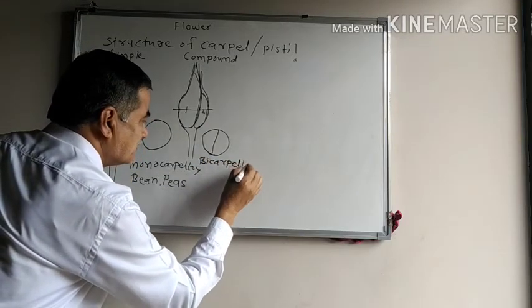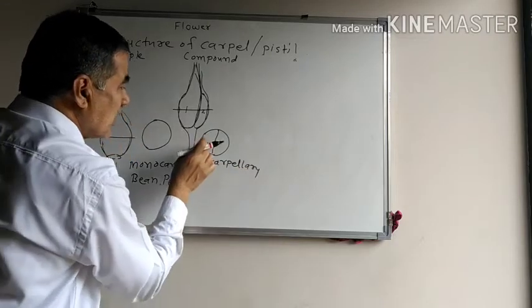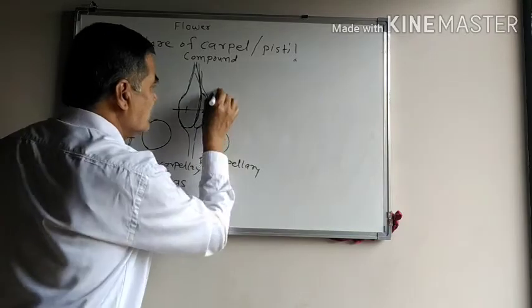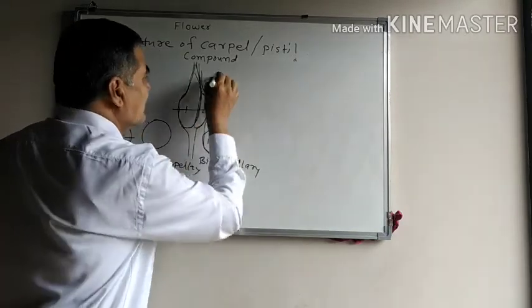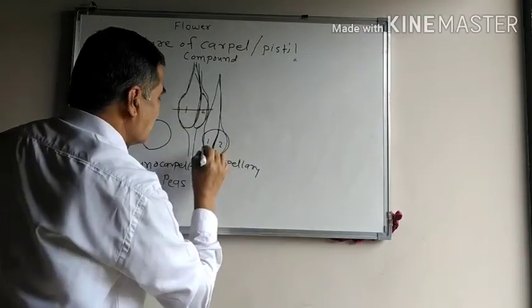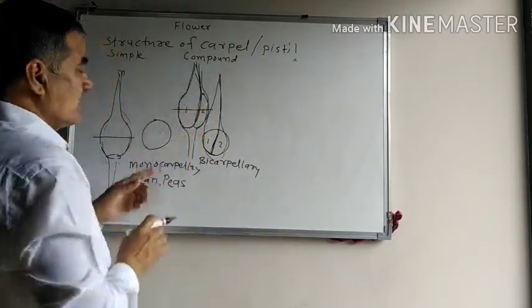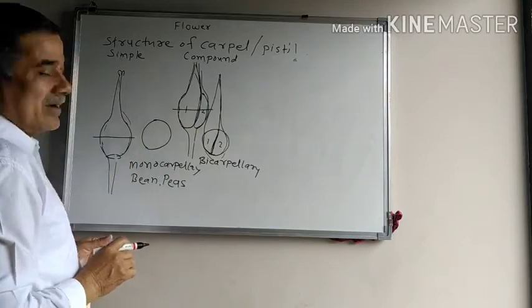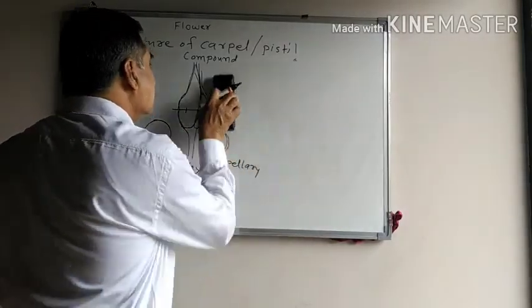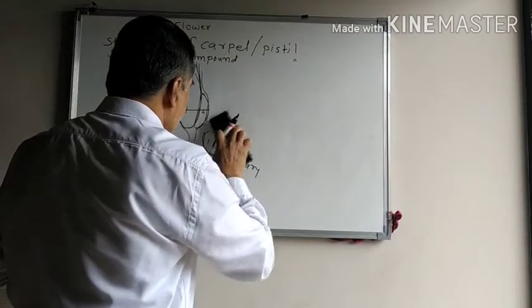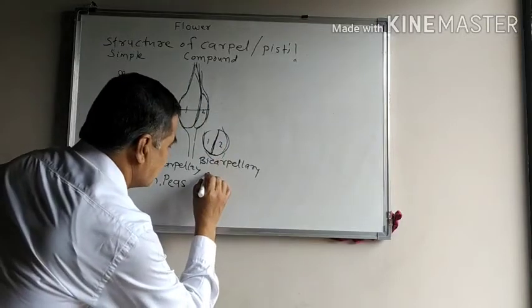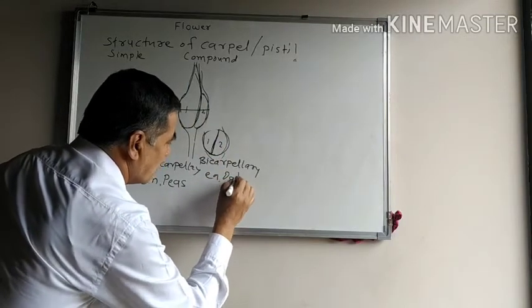These are known as bicarpellary, means two carpels, 1, 2. The margin of the one carpel is fused together, and the margin of the second carpel forms the second, from which the single ovary is produced, known as bicarpellary. Bicarpellary ovaries are present in, for example, Datura.